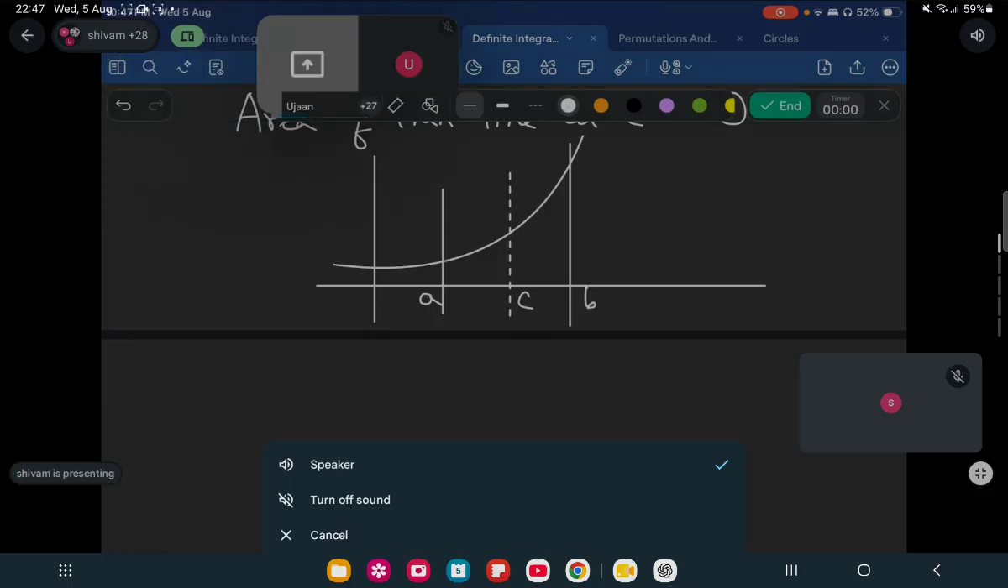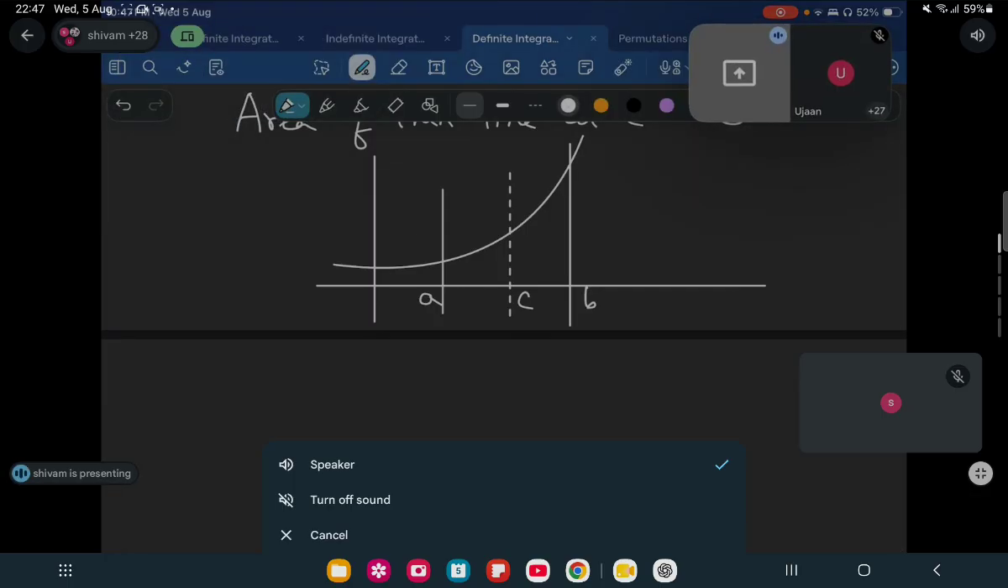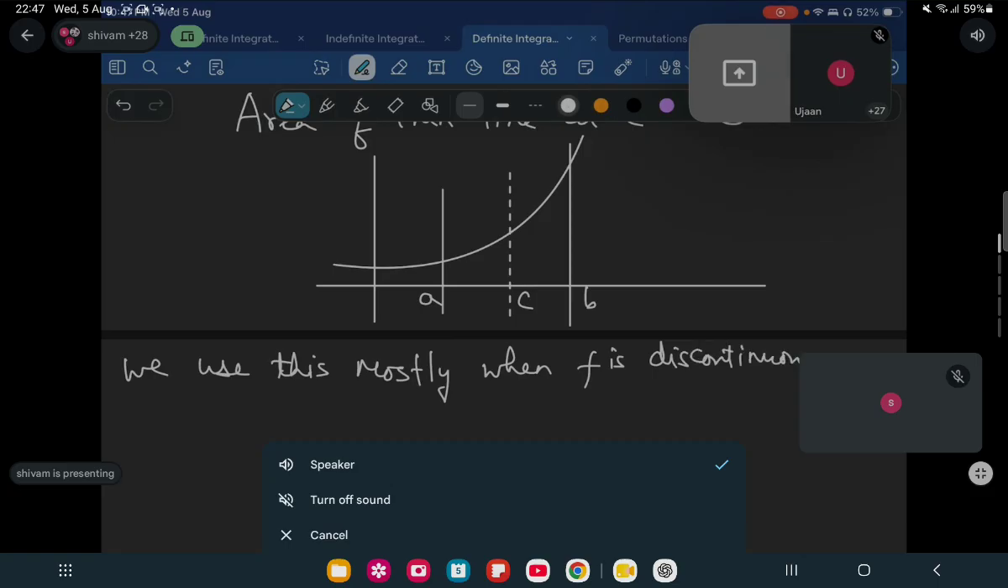We'll do those kind of problems also. Where the function is not defined, you have to take the limit. We use this mostly when f is discontinuous at x equal to c.